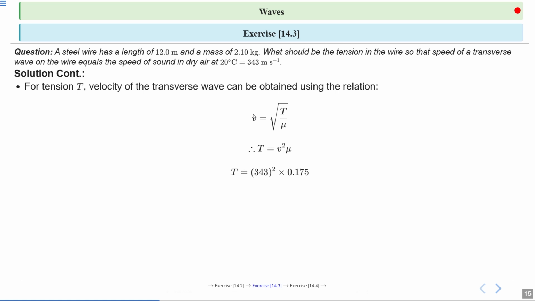So this expression calculates the value of T by first squaring 343, then multiplying the result by 0.175. After calculation, we get the value T equal to 2.06 into 10 raised to the power 4 Newton. Clear?